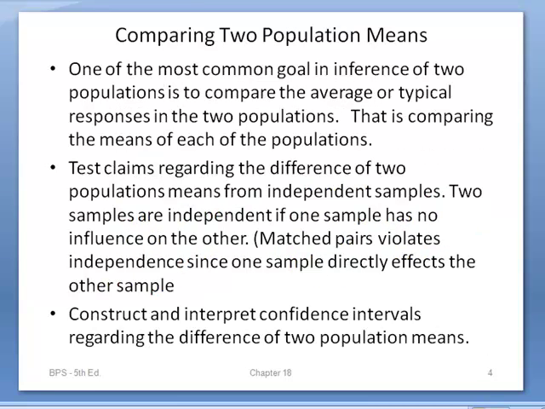So in this chapter, we are going to look at comparing the average or the typical responses in two populations. We're going to test claims regarding the difference of the two population means from independent samples. Two samples are independent if one sample has no influence on another. As I said, in Chapter 17 we looked at matched pairs, and that would violate independence since one sample directly affects the other sample. We're going to construct and interpret confidence intervals regarding the difference of two population means.